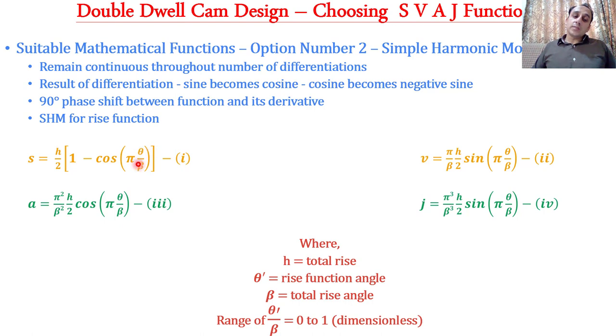What will happen? This fraction will be zero. And later on, this theta will keep on increasing. Till when will it increase? The maximum value which the theta can achieve is 90. 90 over 90 is 1. In this way, this value of theta over beta can change from 0 to 1 throughout the rise function. Same is the case for the fall function. So this is the displacement function.